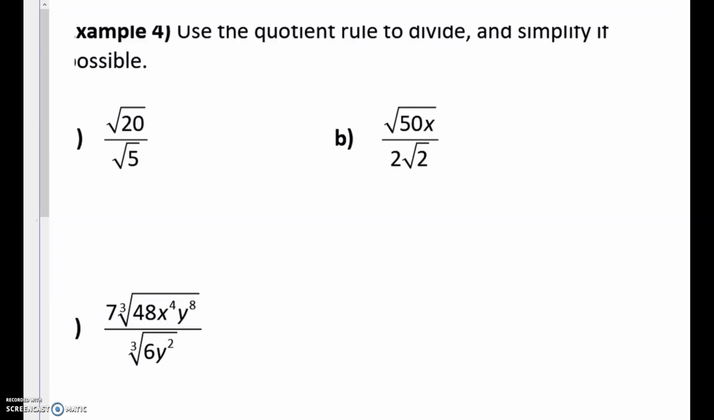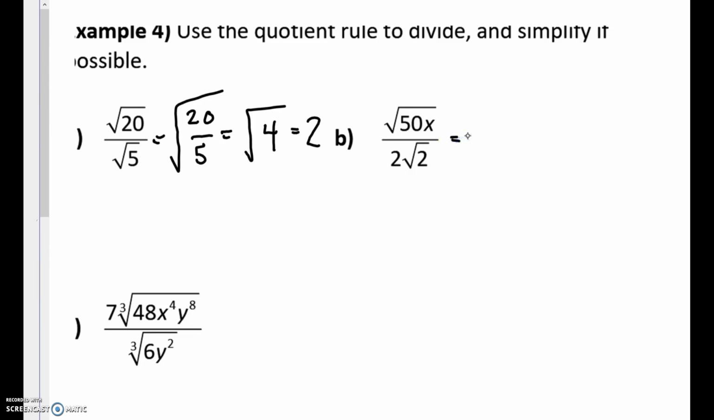All right. So now we're going to use the quotient rule to divide and then simplify. Now, if you recall, square root over square root is the same thing as the square root of 20 divided by 5, which, by the way, guys, 20 divided by 5, as we all know, is 4. Well, square root of 4 is 2. We like that problem. Very easy.